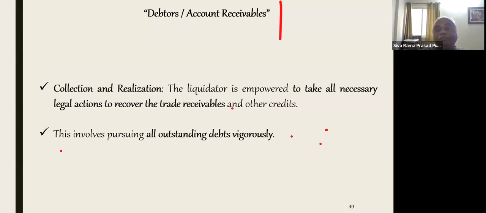Collection and realization. The liquidator is empowered to take all necessary legal action to recover the trade receivables and other dues. This involves pursuing all outstanding debts vigorously. Once the company is in liquidation, the contributories with unpaid share capital, if at all partly paid share capital is there, the liquidator has to recover. Why not account receivables and debtors? Then automatically we can satisfy a number of the claimants.